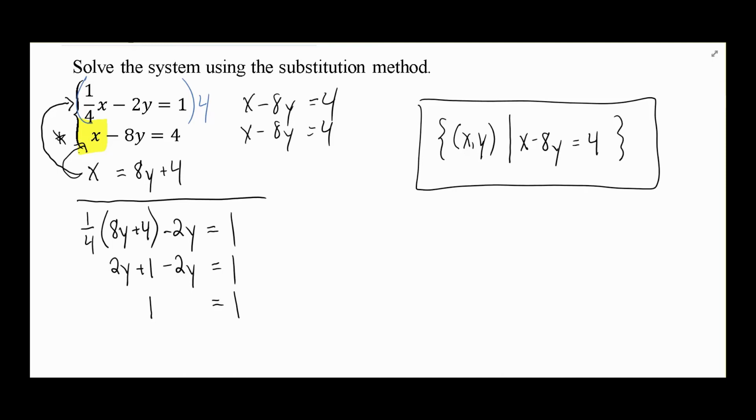Now, if, on the other hand, you ran into a situation like 0 equals 1, 0 equals 5, 10 equals 7, that means there's no solution because that's a false statement. That's when your two lines are parallel. So there's no solution if you end up with a false statement like 0 equals 1, 5 equals 2, something like that.